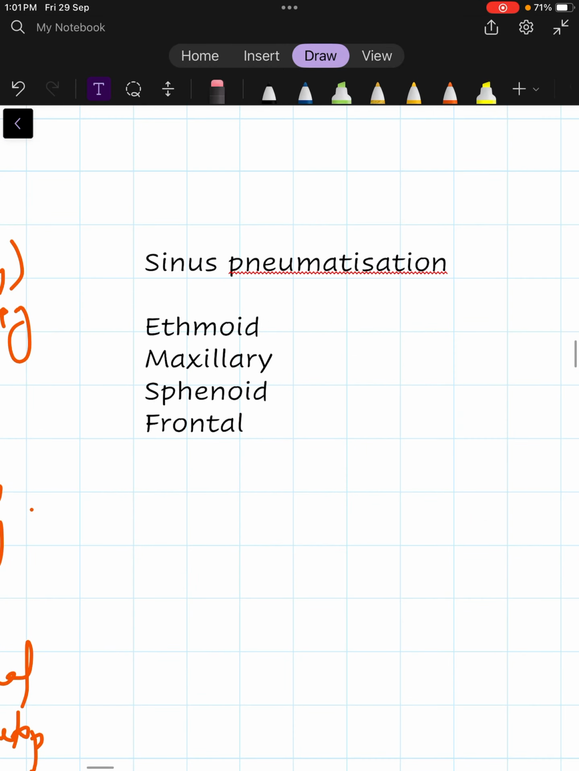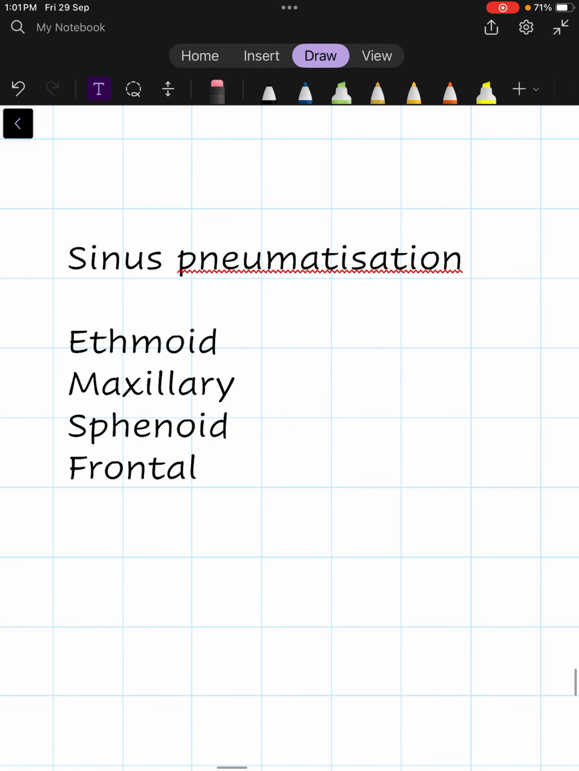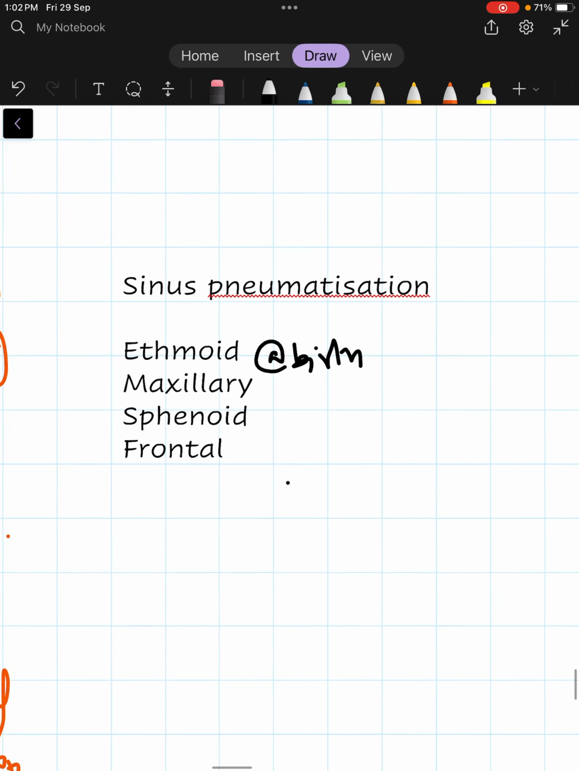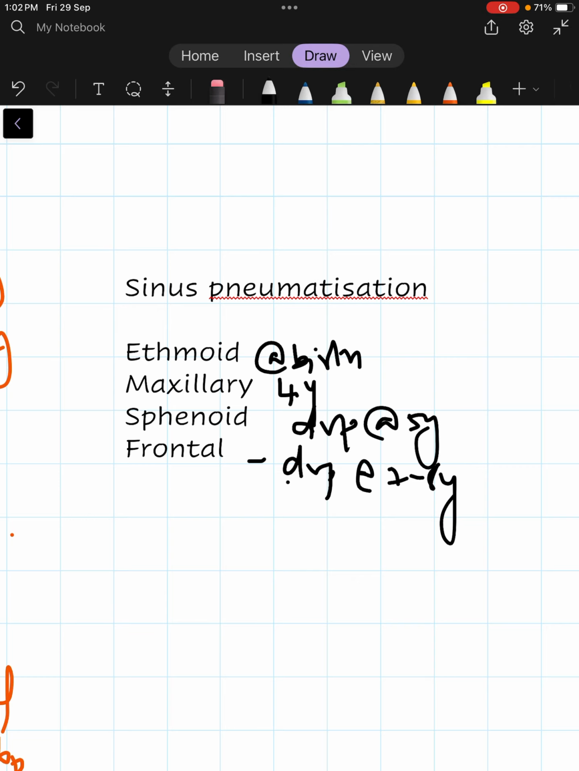Then sinus pneumatisation. We have 4 important sinuses in our facial skull. At birth only the ethmoid sinus would have formed. Maxillary sinus pneumatisation by 4 years. Sphenoid sinus develops only at the 5th year. Then frontal sinus develops at 7 to 8 years.